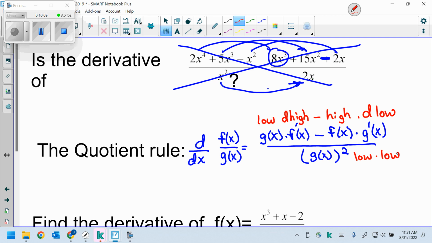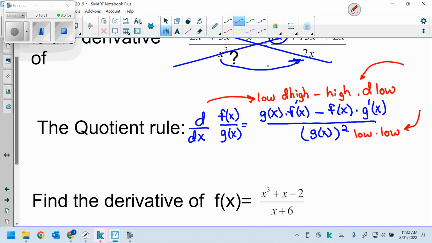So, the quotient rule is low d high minus high d low over low low. And if you say that several times, eventually it'll just stick. It's something that you really don't forget. Low d high minus high d low over low low.